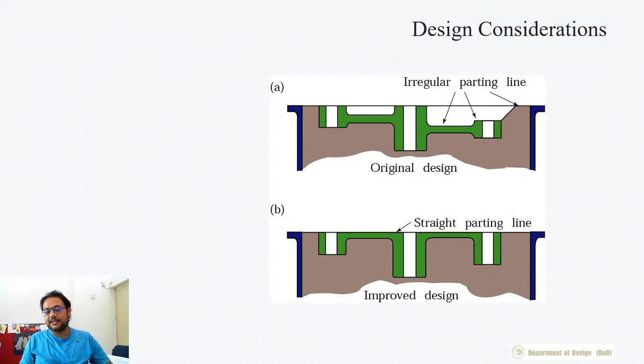So now the second thing that we are going to discuss is something called the parting line. Parting lines are very critical in design for castings, in all types of casting, die casting, sand casting, and all.